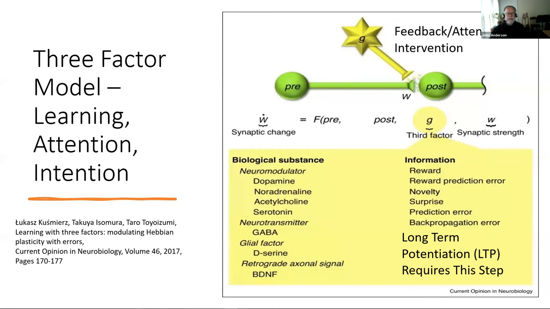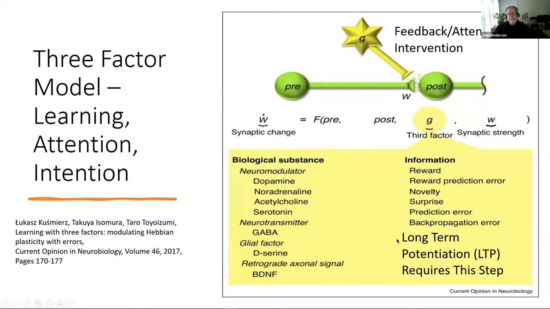So the feedback part of this Hebbian plasticity is one of the most important components of this learning process. The Hebbian plasticity is just this linking of the two, the pre and the post responses. But there's a third factor, and that is the feedback or attentional intervention factor, where we get feedback. This is error correction, essentially. We get a reward, we get a reward prediction error, we get novelty, we get surprise. Well, he was surprised when he bit into that peel, that's for sure. We have a prediction error, we have a back propagation error.